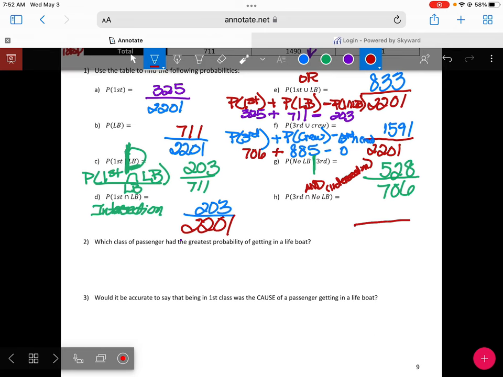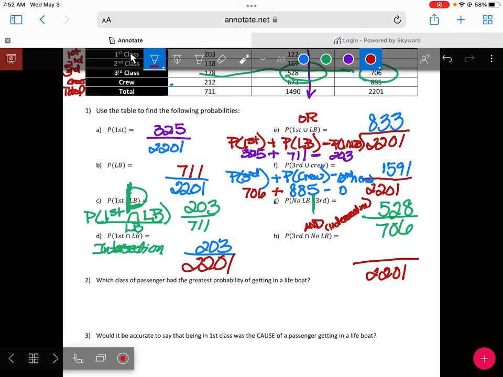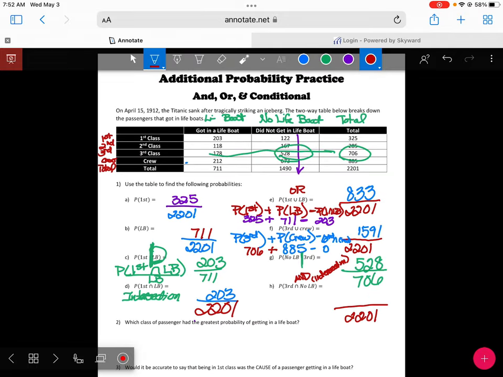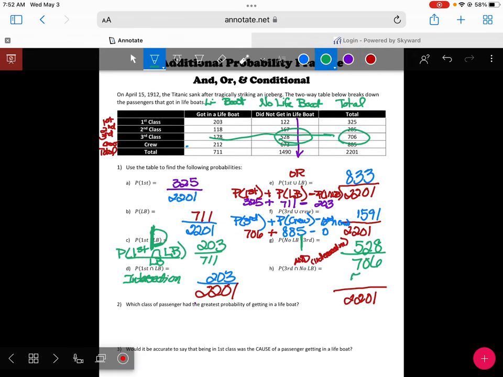What is my denominator? That's right, 2201. There is no vertical line, right? So that means I put the total down for my denominator. All right, then third class and no lifeboat. Well, that's just like the last one, but with a different denominator. Third class, no lifeboat is going to be 528. That's the intersection of third class and no lifeboat.